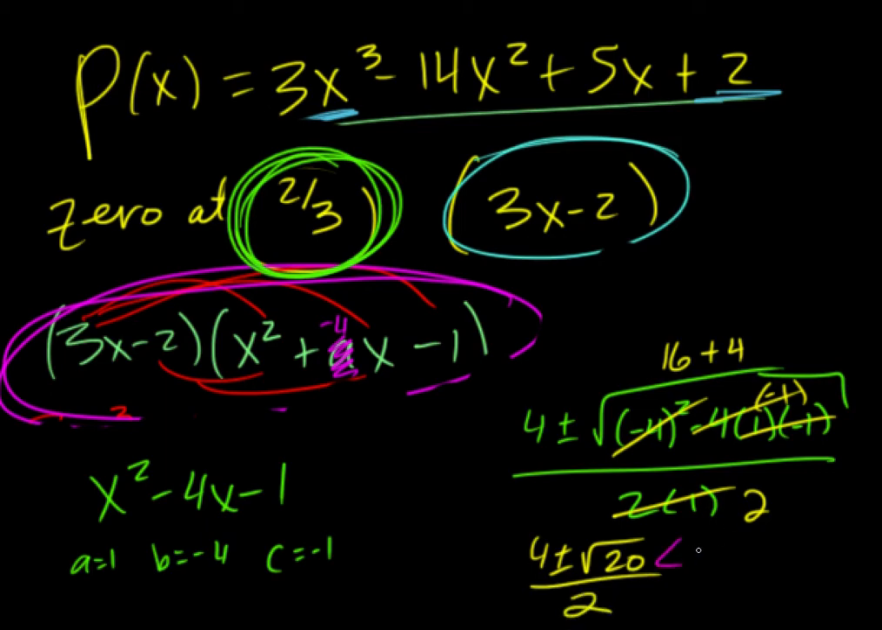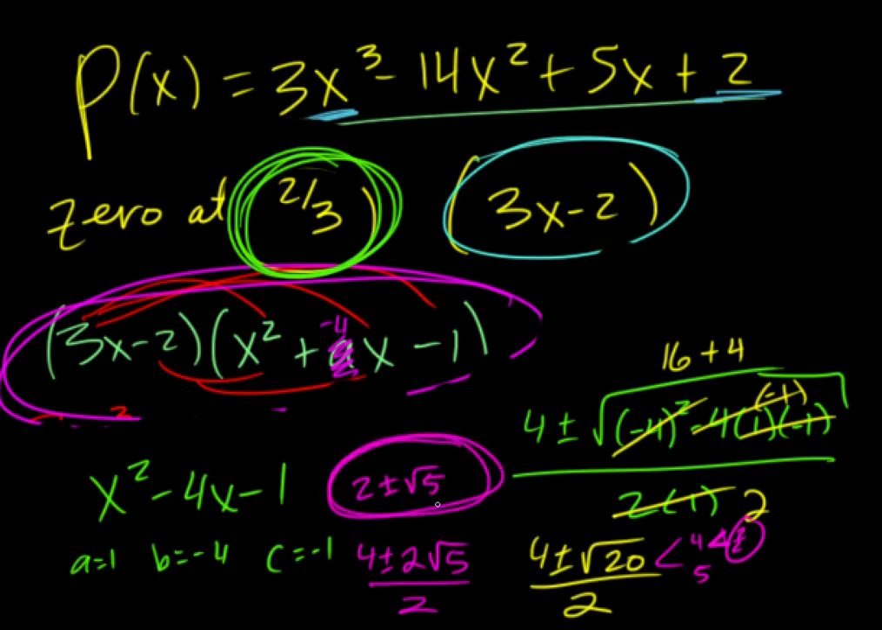Okay, we can break up 20 into 4 and 5, which is 2 and 2. Take out the 2's. Leave the 5. 4 and 2 are divisible by 2. So those are the other two roots, or zeros. So we have 2/3 and 2 plus or minus the square root of 5. So those are the answers.